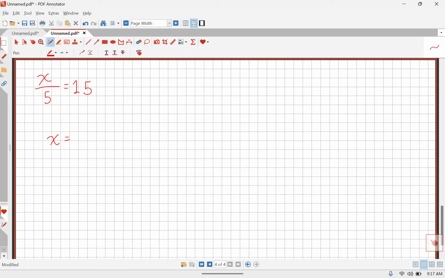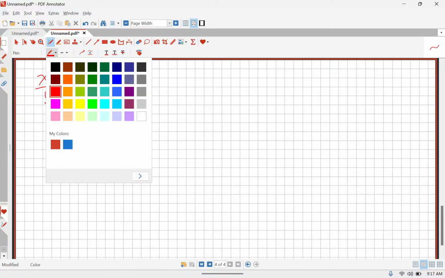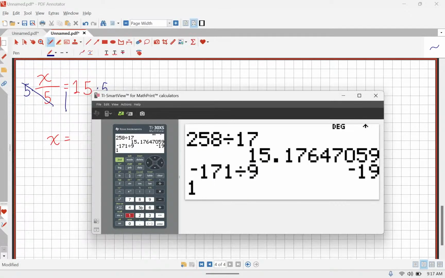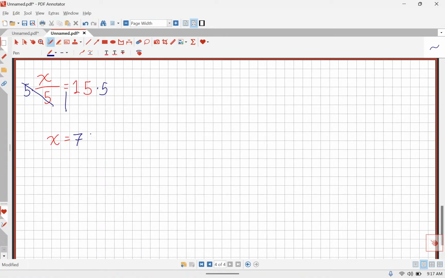So Melissa, what do I need to do to both sides to find out what x is? That's right. Since division is what's happening, I need to do the opposite of that. So I'm going to multiply both sides by 5, which would look something like this. Because 5 divided by 5 is 1, 1x is just x, and that would be there. 15 times 5, 75. Is that what you got, Melissa?